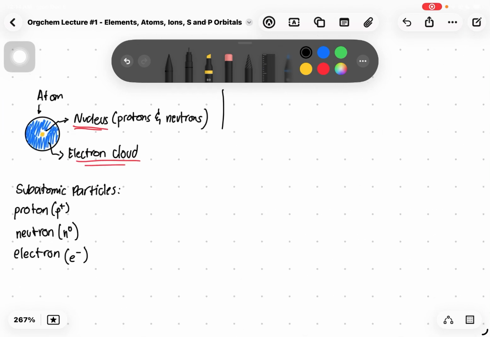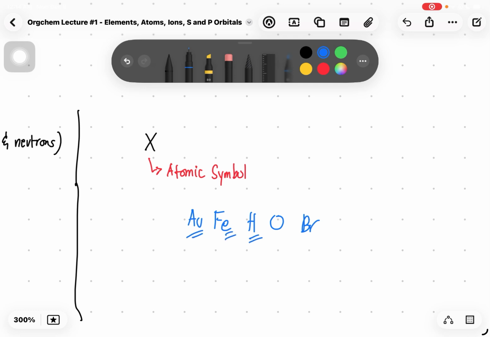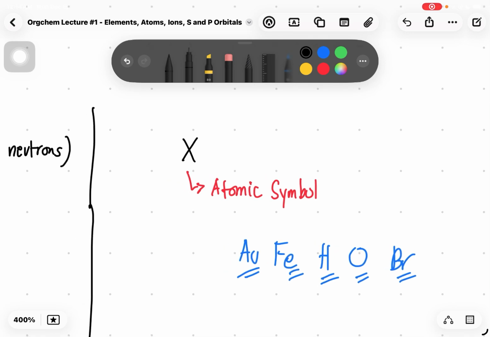So, in every element, we have three main parts. X, which is the atomic symbol, in every element in the periodic table, rather. When we look at the periodic table, we can see there's things like Au, Fe, H, O, Br, that stuff. These are the atomic symbols of each element. And the main parts of those are, like I said, X is the atomic symbol, and Z here is our atomic number.